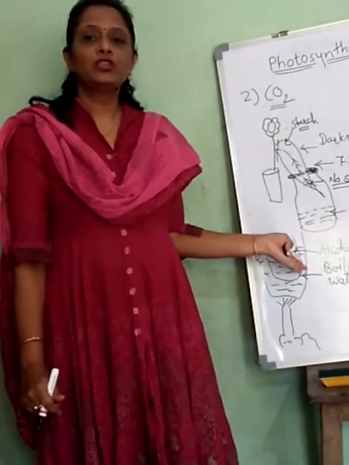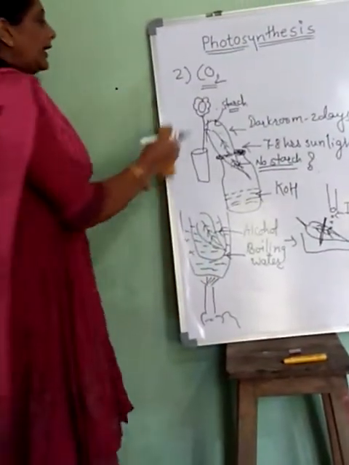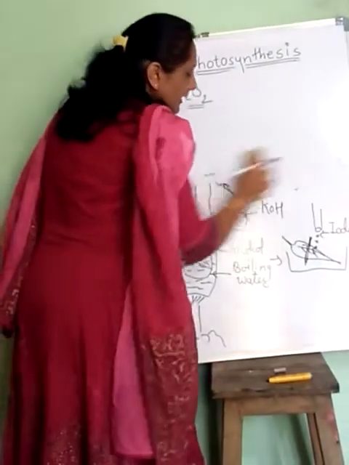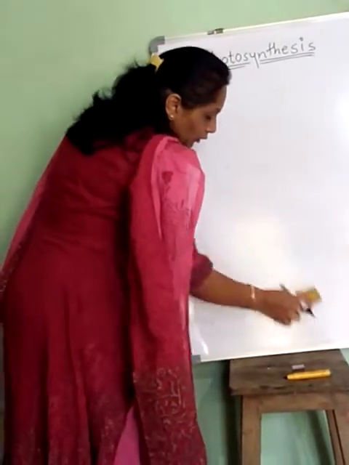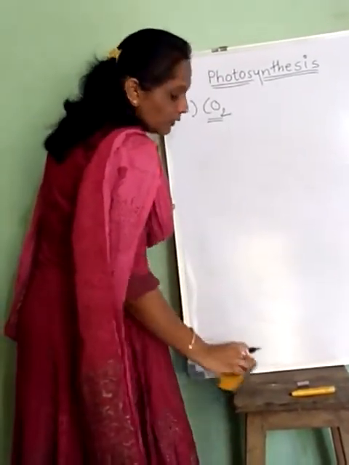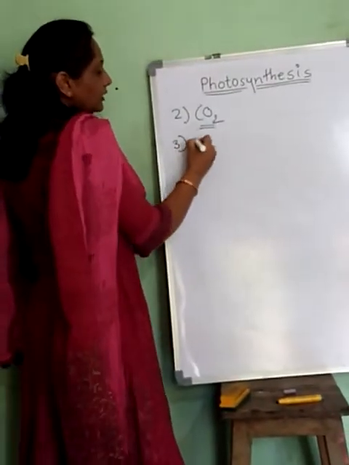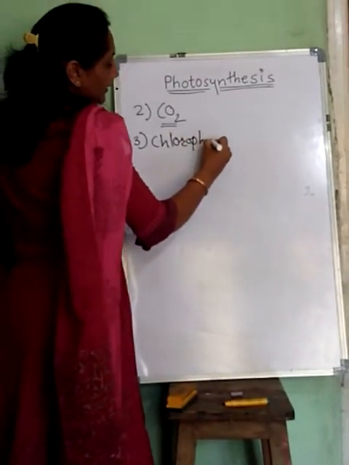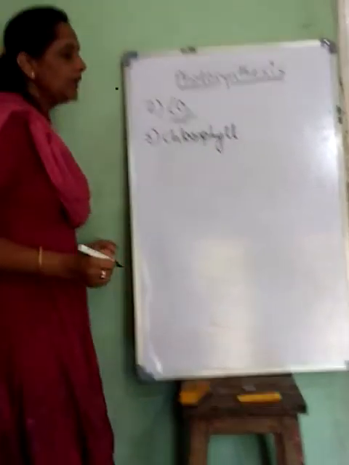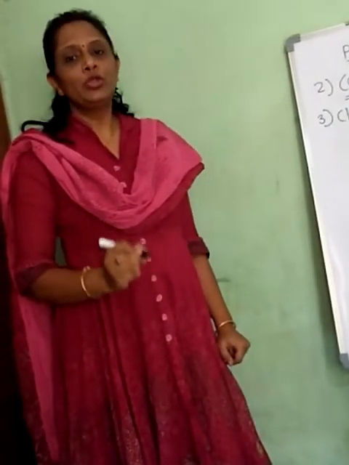I hope you understood this experiment. Now we are going to see that as carbon dioxide and sunlight are important, whether in the same way chlorophyll is also important for the process of photosynthesis or not. So the third experiment is to verify whether chlorophyll is important for the process of photosynthesis or not.